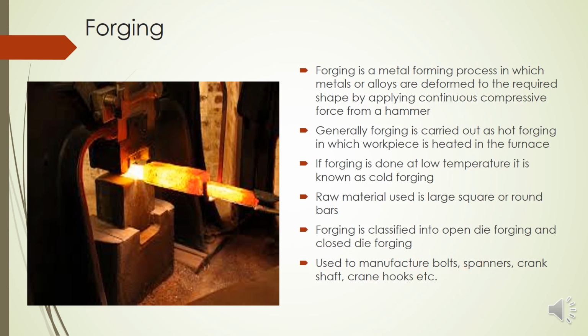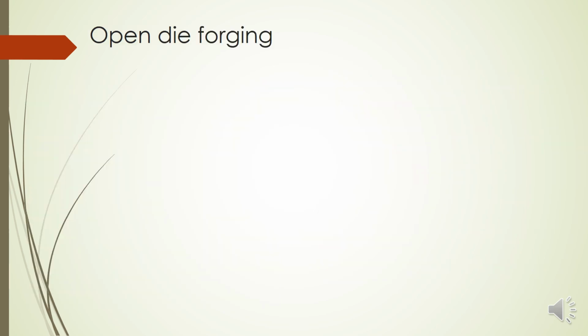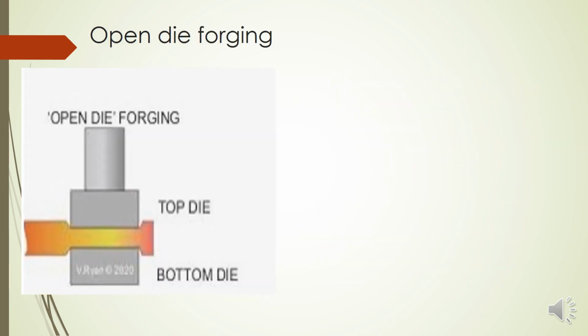Now let's go to this classification of forging, that is open die forging and closed die forging. So let's discuss open die forging. What is happening in open die forging? We are using two dies here, a top die and a bottom die. They are flat. You can see here the shape is flat. And we will press this top die with the help of a press. And the metal is free to flow in this direction. So that is why it is known as open die forging. The die is open. It is not enclosing the metal.